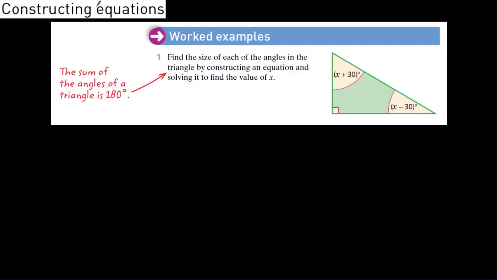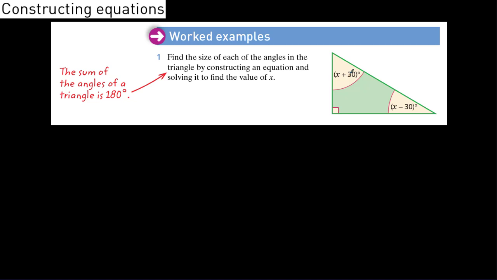We are going to continue with constructing equations. And here we are going to try to understand by using the given information to construct one equation. Here is the first example about the right triangle, and let's try to understand what the equation is here. Find the size of each of the angles in the triangle by constructing an equation and solving it to find the value of x.